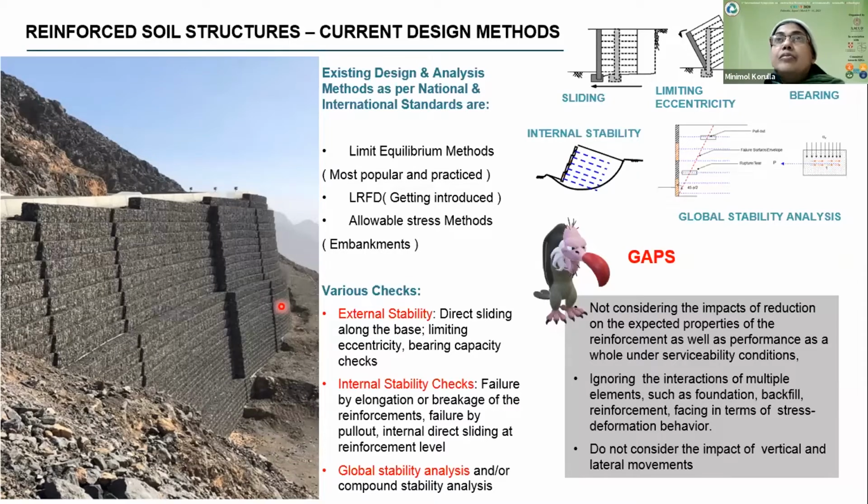That is where we are hearing a lot of issues, where alignment problems are there. If the facia is a concrete panel, it is coming out. If it is some other facia, a vegetated facia or a gabion facia, some movements are observed, some bulging out is observed. So how can we control this?